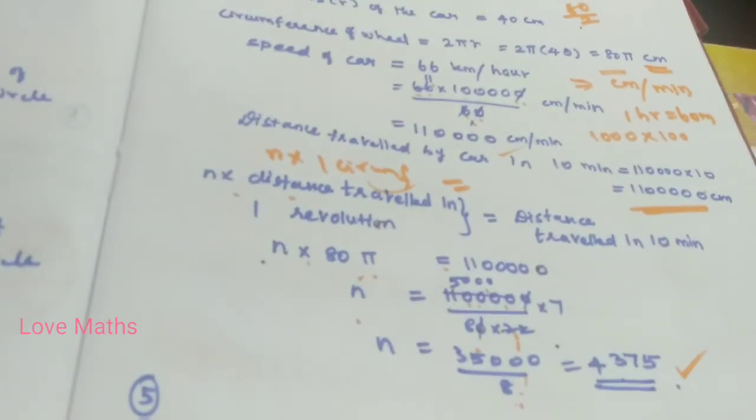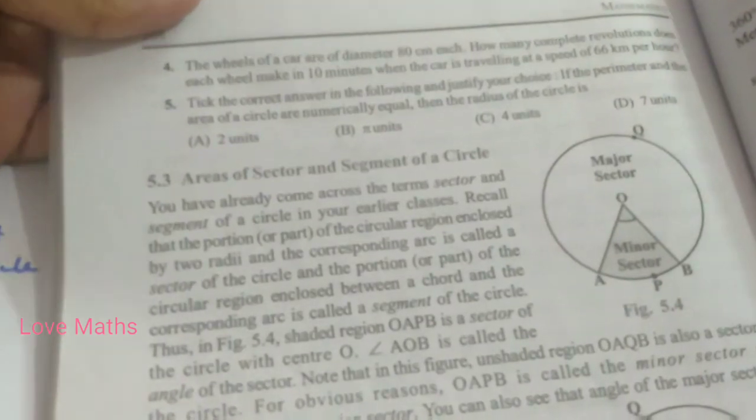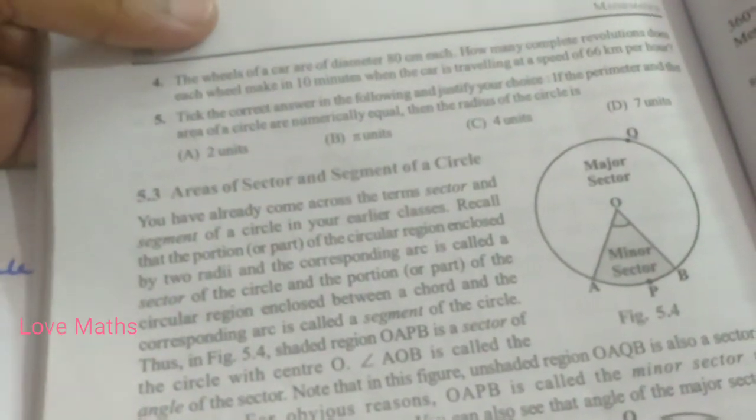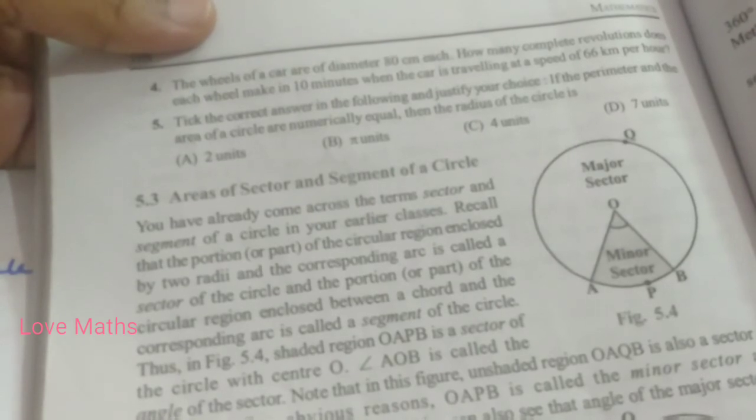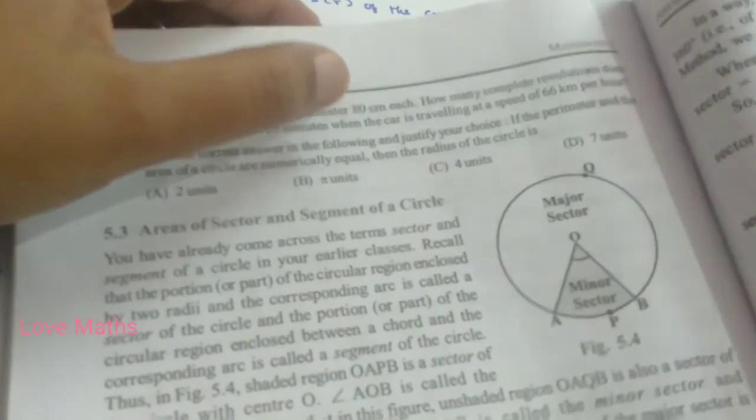So next question, it is a very simple question. It is like choose the correct answer. If the perimeter and the area of the circle are equal, then the radius of the circle is 2 units, 5 pi units, 4 units, or 7 units.